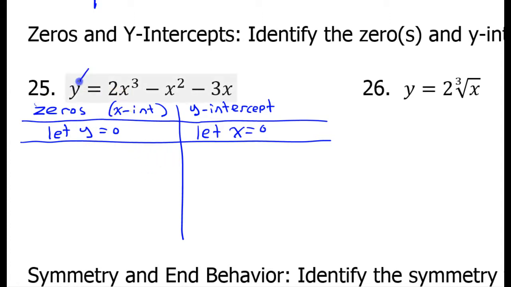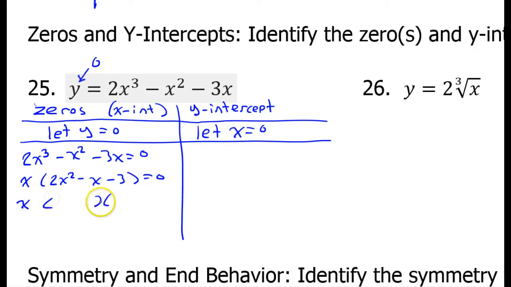So we let y equal 0, which means we set the entire function equal to 0. If we solve this, we will have the zeros of the function. This has a common factor of x. So we pull that out and we have 2x squared minus x minus 3 equals 0. This is probably factorable. So let's see, 2x times x, 3 times 1, negative and positive. Okay, I factored it.